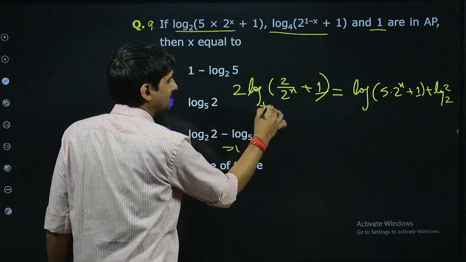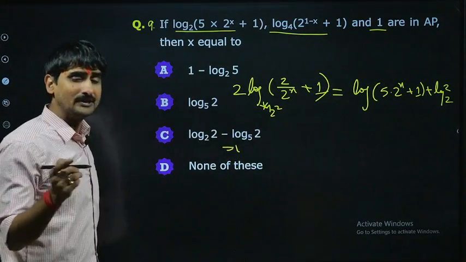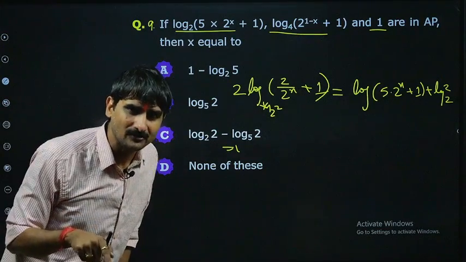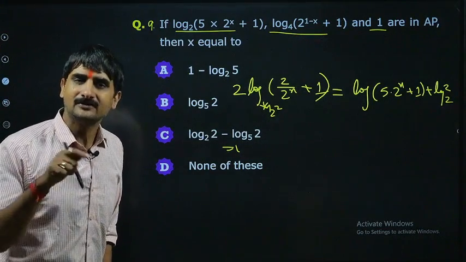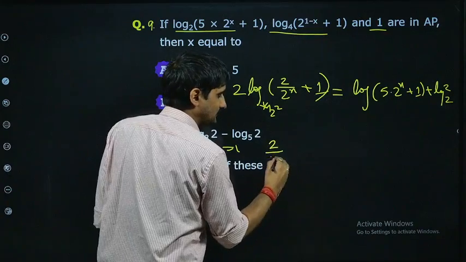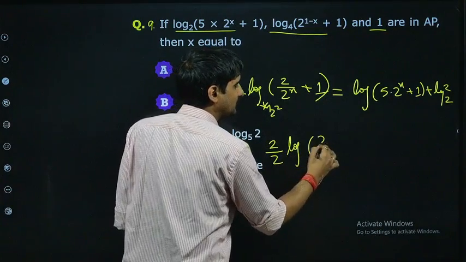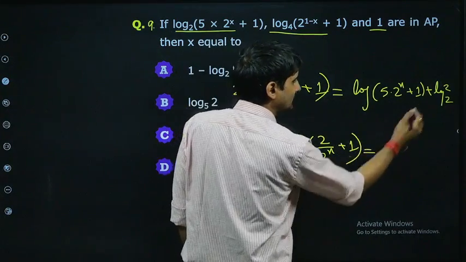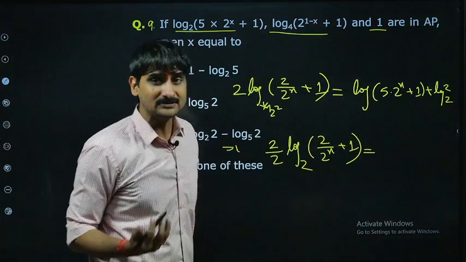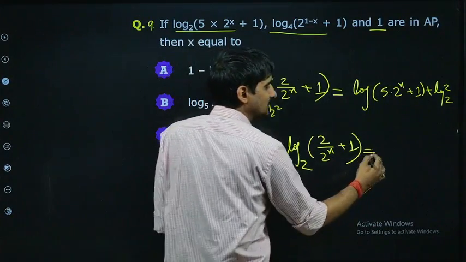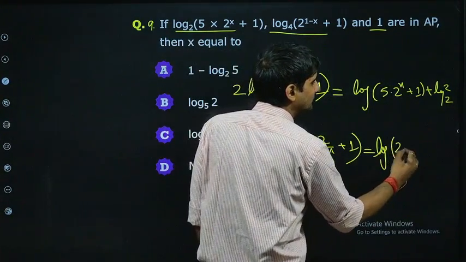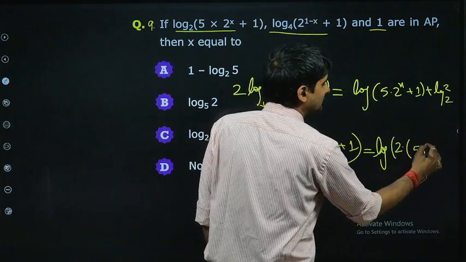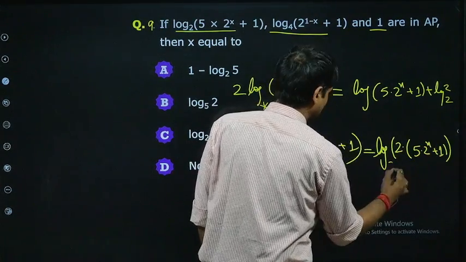Now if I write it as 2 squared, we know the power of the base of a log appears outside as a reciprocal. So 2 by 2, log of 2 raised to the power x plus 1, to the base 2 is equal to, and log a plus log b, how much is it? Log of a into b. So it is log of 2 into 5 times 2 raised to the power x plus 1, to the base 2.